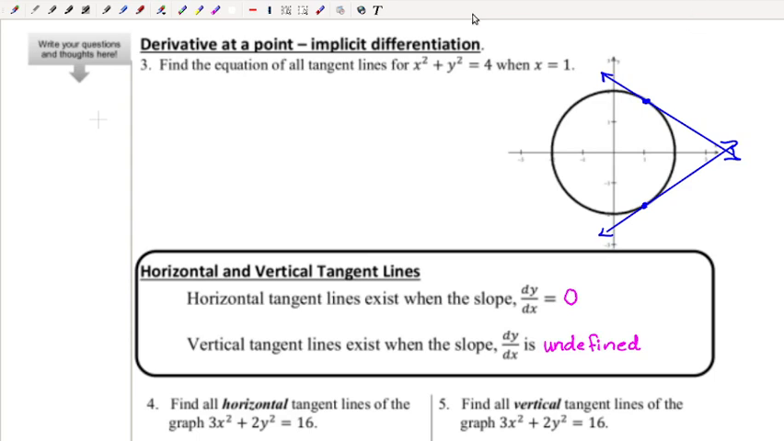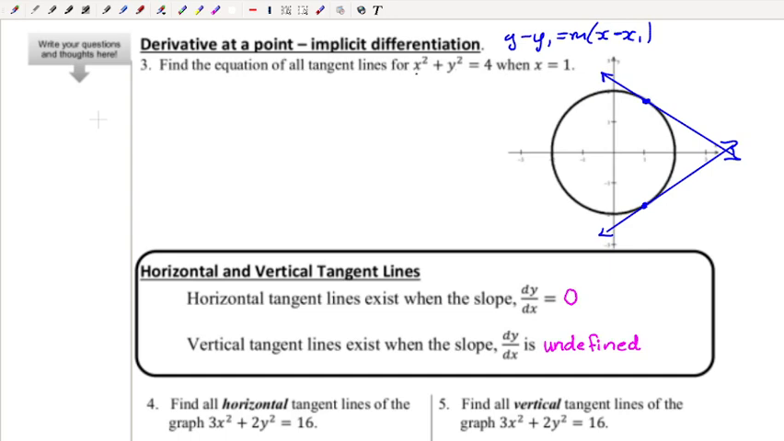Now, first off, I know my equation for a tangent line in general is y minus y1 equals m times x minus x1. So in this case, I'm going to have to find these 2 points. I know the x value already for both of them is 1, but in order to find this y value that I'm going to plug in here, I need to solve for y in this equation.